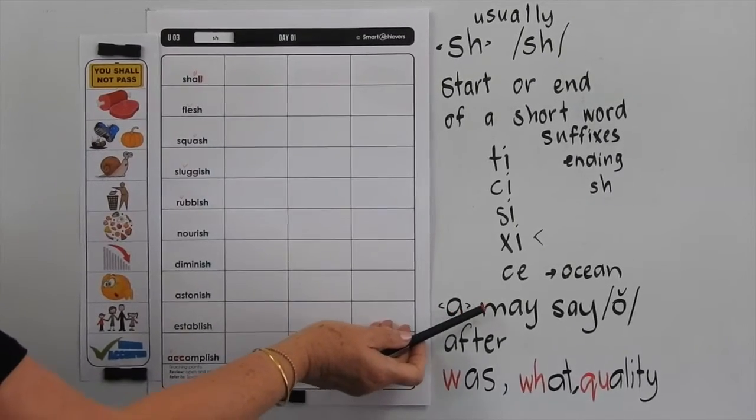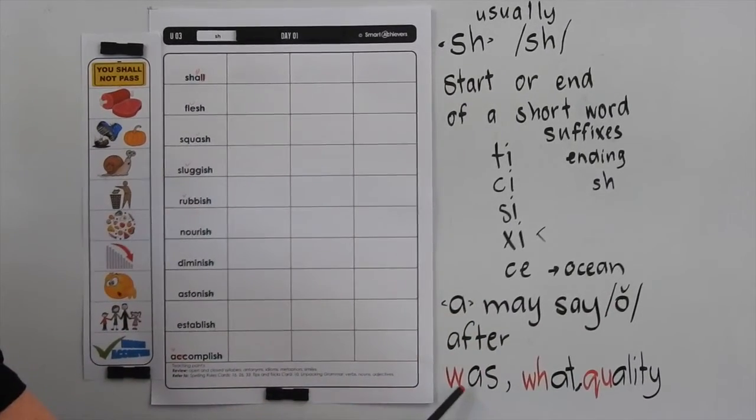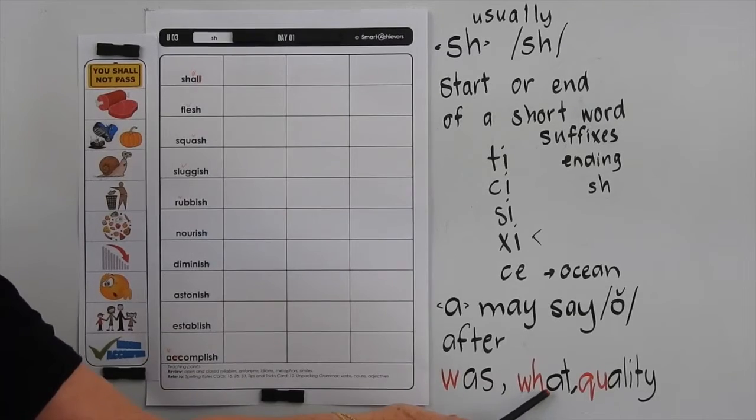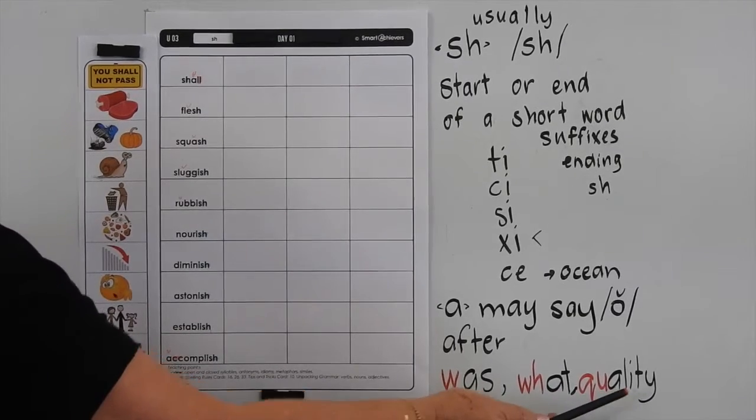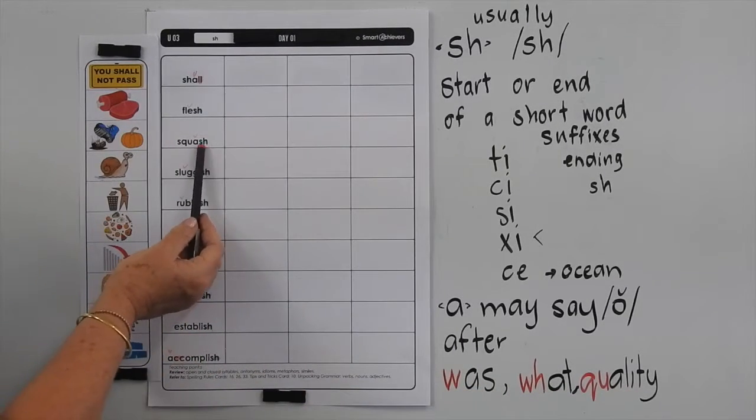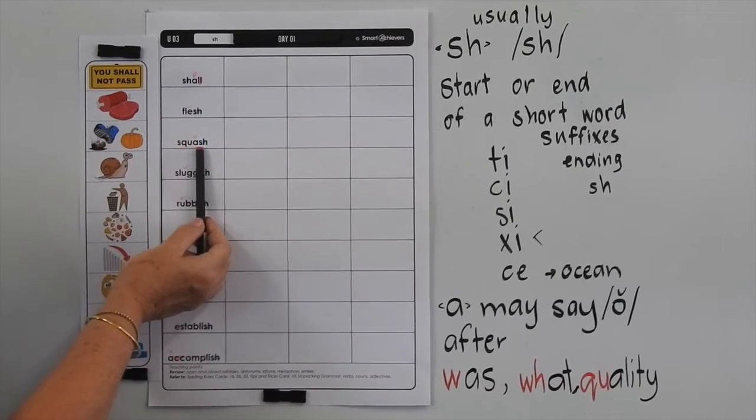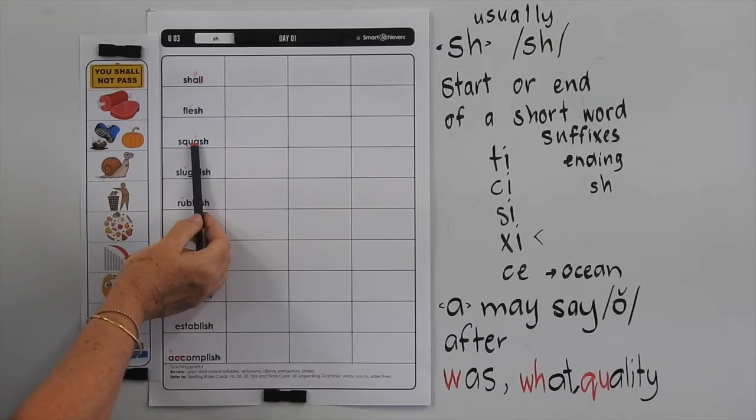Now, A may say O after a W as in was, a WH as in what, and a QU as in quality. So that's coming through here. That's why you've got the O sound in squash and we're using an A for it.